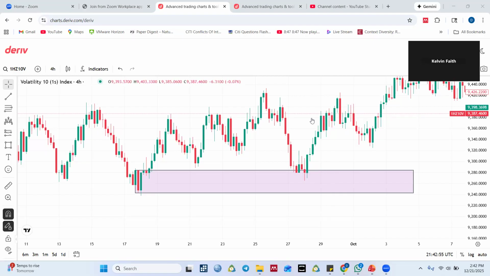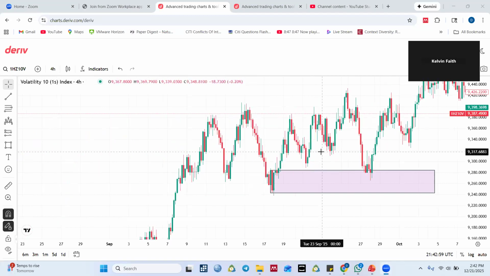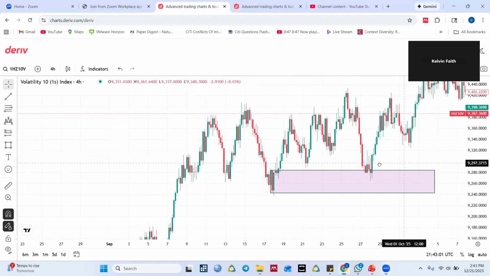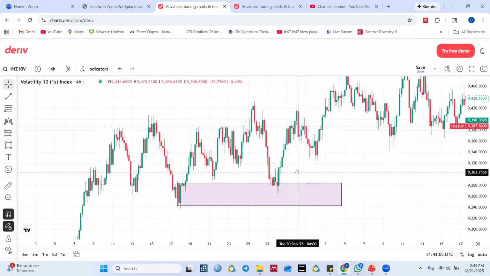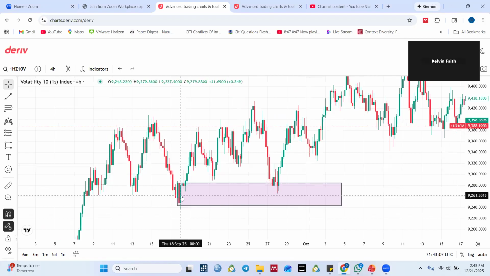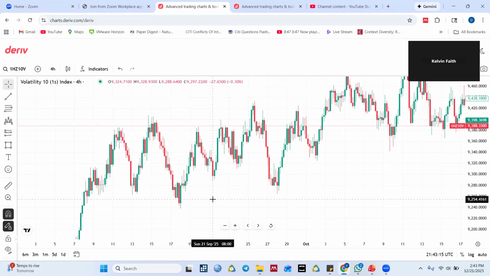I think your network is not good. Okay, so that is an order block. Not all order blocks. Yeah, I can see that. But this is an order block. Not all order blocks will work out. Okay. So this is an order block.